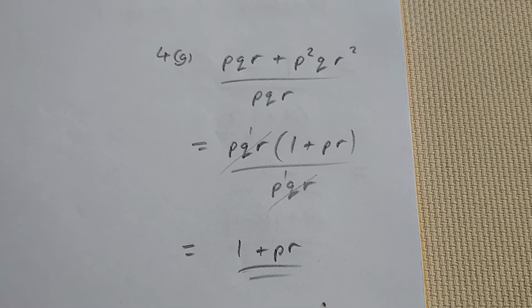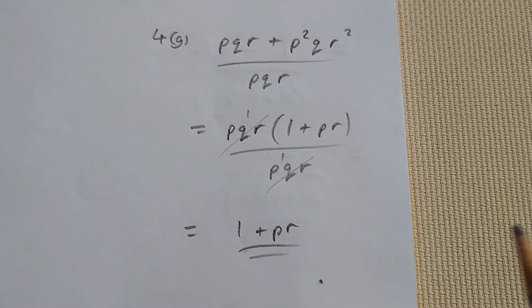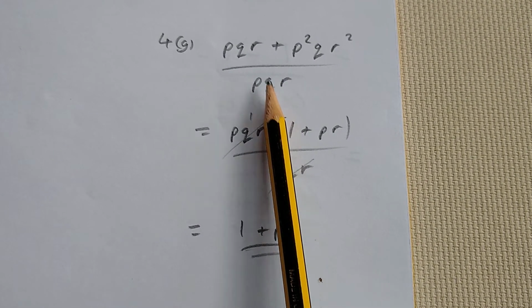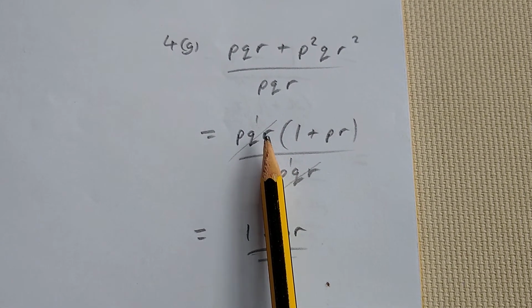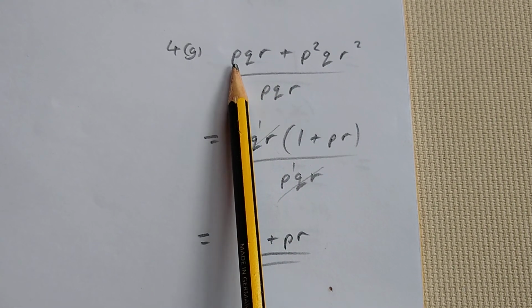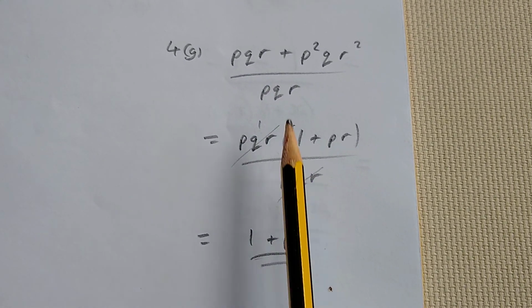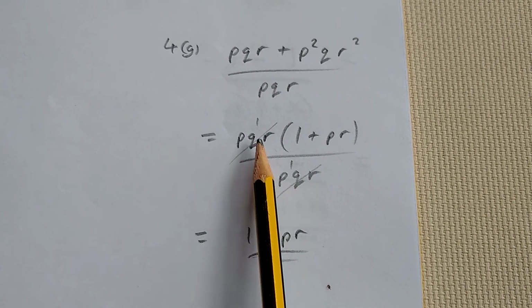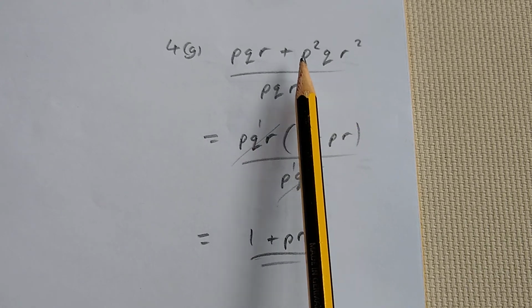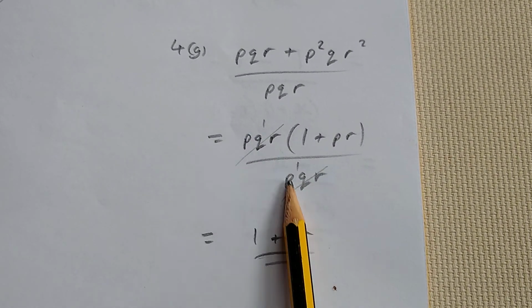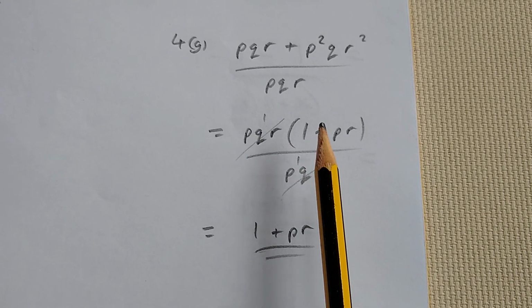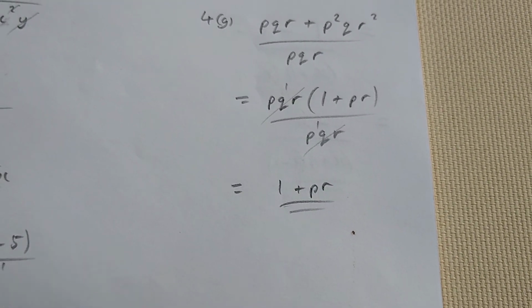And 4g, again, we're just repeating the same skill here, guys. So if we're going to divide by pqr, it's every single term that has to divide by pqr, or alternatively, take out a common factor. So pqr times 1 is pqr. pqr times pr would be p squared qr squared. And then pqr divided by pqr is 1. We're left with 1 plus pr. Okay.